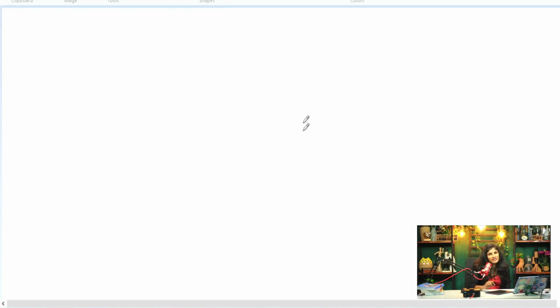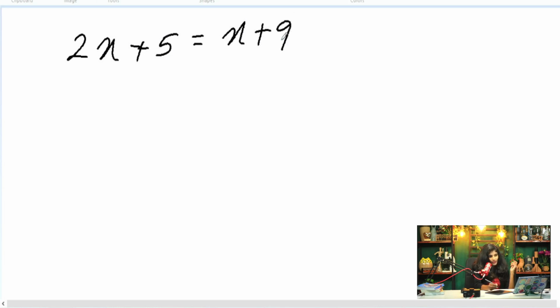So the next question. In this question, you have unknown terms in both sides of the equation and also numbers in both the sides. Let's see. 2x plus 5 equals x plus 9. So I have 2x here and the x on the other side. Which I told you before is to carry all the unknown terms into one side of the equation and carry all the numbers in the equation into the other side.